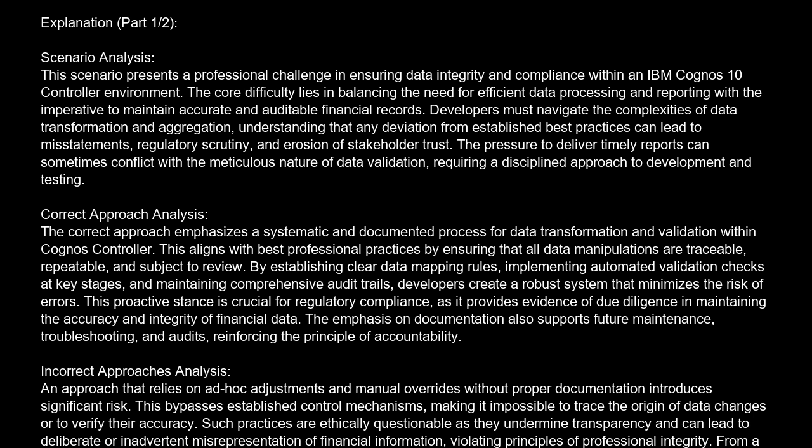Incorrect approaches analysis. An approach that relies on ad hoc adjustments and manual overrides without proper documentation introduces significant risk. This bypasses established control mechanisms, making it impossible to trace the origin of data changes or to verify their accuracy. Such practices are ethically questionable as they undermine transparency and can lead to deliberate or inadvertent misrepresentation of financial information, violating principles of professional integrity. From a regulatory standpoint, this lack of auditability makes it difficult to satisfy compliance requirements, potentially leading to penalties.